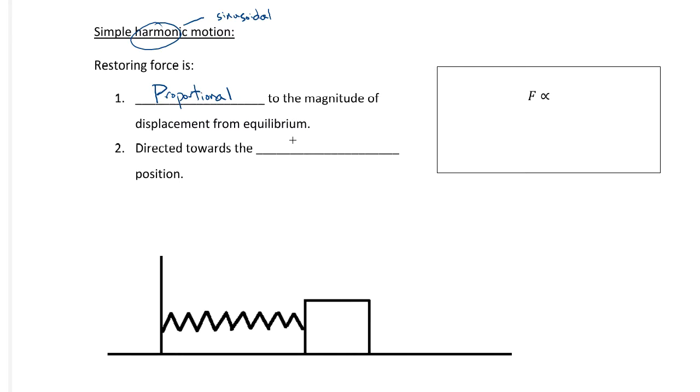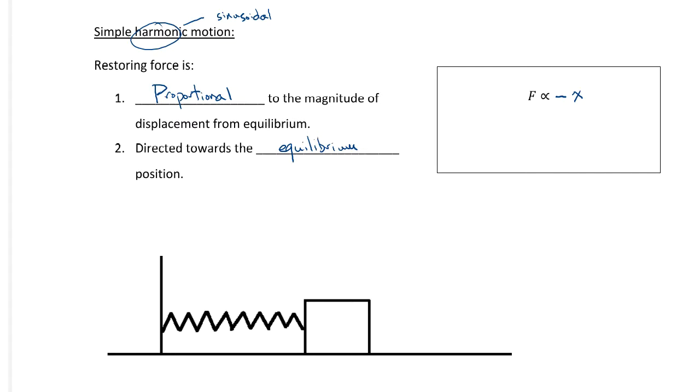What do I mean by that? Well, that means if we move the mass 2 times as far from the equilibrium point, we should have a restoring force that's twice as great. The second characteristic of simple harmonic motion is that the restoring force is directed towards the equilibrium position. So if we displace to the right, then the restoring force pulls it back to the left, back towards the equilibrium position. We can summarize both of these in one statement of proportionality. We want F, this is the restoring force here, to be proportional to the negative of the displacement.